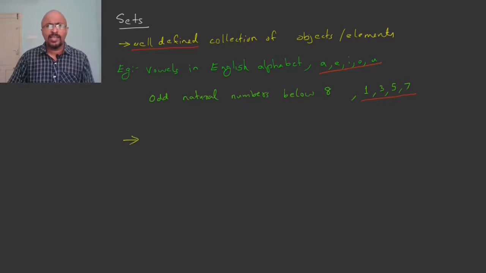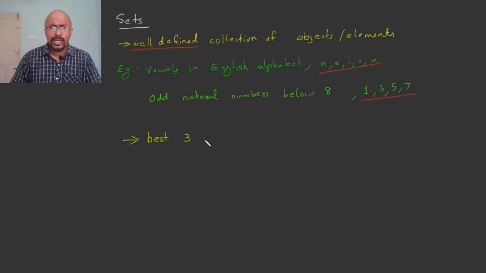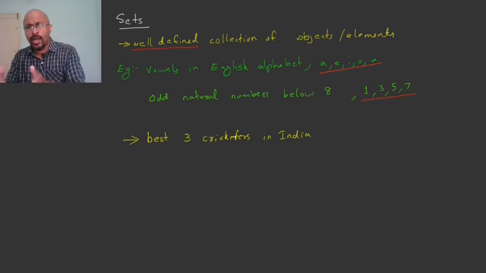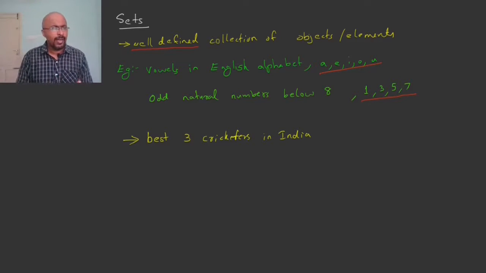Let us consider another case here and you can now say whether this is a set or not. That is, I am saying best 3 cricketers in India. Who are the best 3 cricketers in India? You may say it is Dhoni, Sachin and Kohli. I may say it is Dravid, Sachin and Ganguly. The other person may say it is Kapil Dev, Gavaskar and Sachin. But it is not a well-defined set.